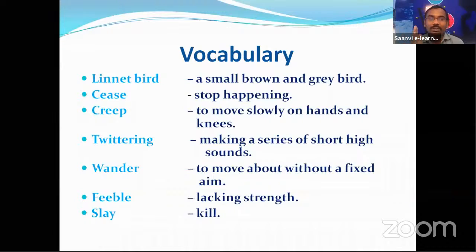Once again, linnet bird means a small brown and gray bird. Cease means stop happening. Ceasefire, stop firing. Creep means move slowly on hands and knees. Twittering means making a series of short high sounds. Birds usually twitter. Wander means roaming here and there without a fixed aim. You don't have any aim and you may be wandering. Feeble means weak, lacking strength. Slay, S-L-A-Y, is a very common word and it means kill.